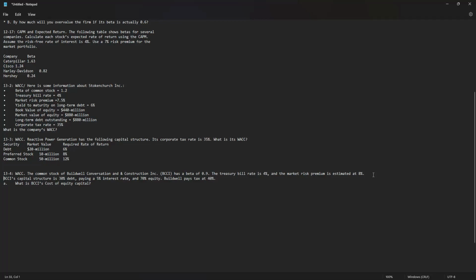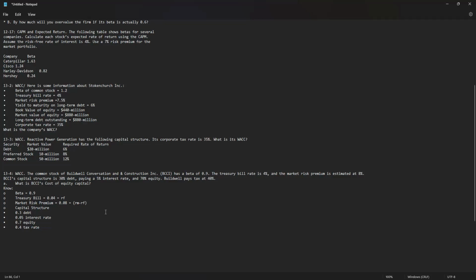First, we need to get the cost of equity capital. So to do this, we need to find out what we know. You know that beta is 0.9, the Treasury bill is 0.04, which is equivalent to RF, that the market risk premium is 0.08, which is equivalent to RM minus RF, and in the capital structure, it's 0.3 debt, 0.05 interest rate, and 0.7 equity, 0.4 tax rate.